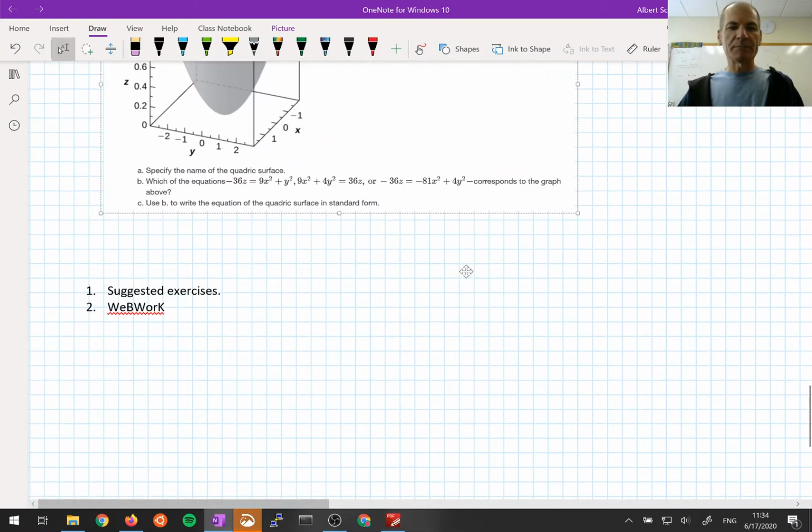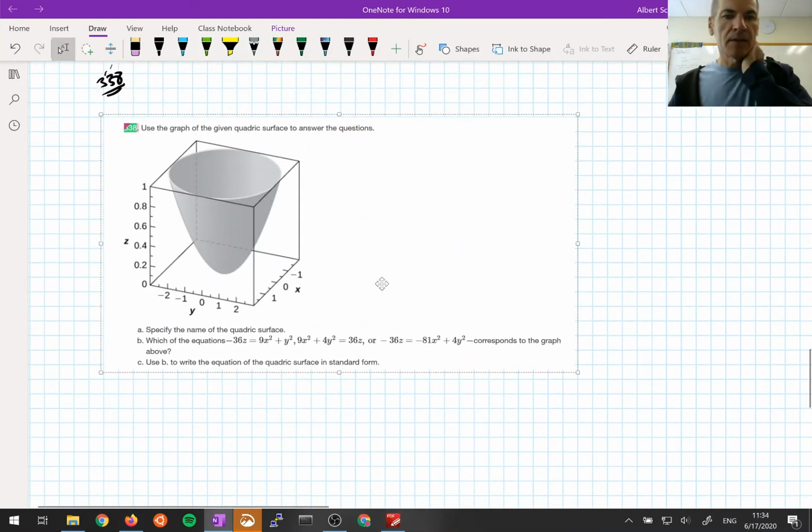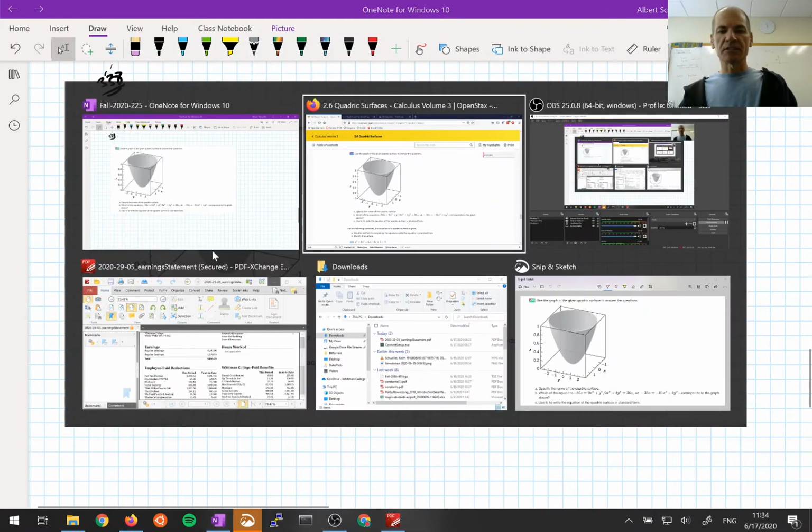Great, now we're ready. Add a little space. Part A is to figure out the name of the surface. So we see this surface, it has one lobe. So we're looking at surfaces that have a single lobe.